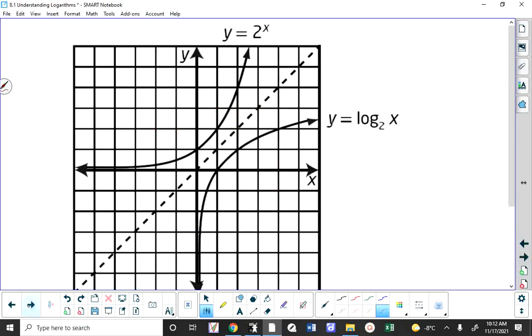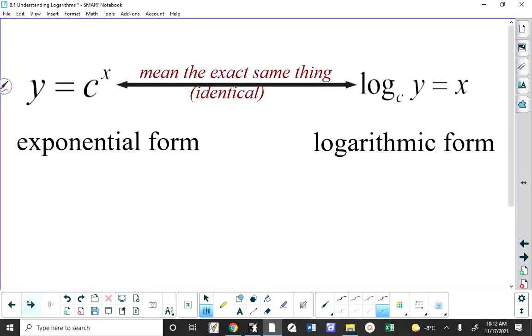Don't forget, you do need to know what the graph of a logarithmic function looks like. I don't really like this graph. It's a little too bold for me, but it's from your textbook. We're going to be building on that tomorrow. The most important thing is that you are able to convert y equals c to the x to log base c of y equals x, where these are the exact same thing.